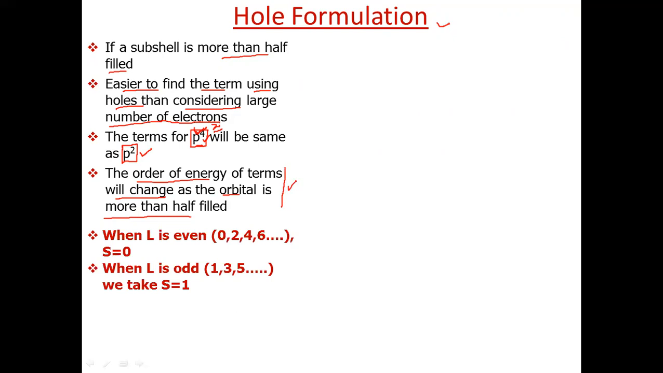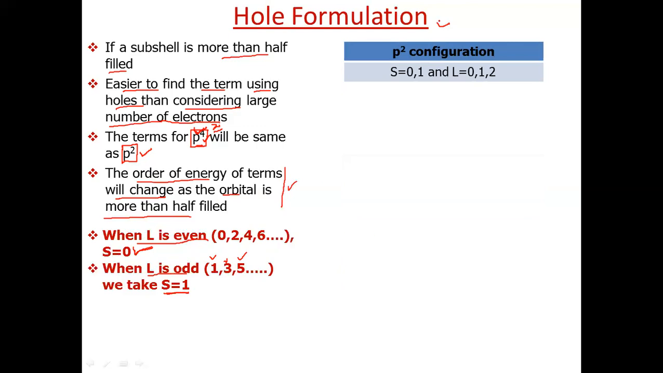Next thing that is also very important is that when we have to find the term symbol for an atom in its ground state, then we can use this relation: if L is even, then we will take S equal to 0. If L is odd, we will take S equal to 1. Like if L is 0 or 2 or 4 or 6, we will take S to be equal to 0. Similarly, if L is 1 or 3 or 5, we will take S equal to 1.